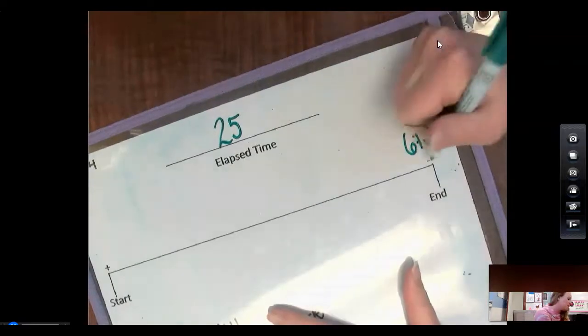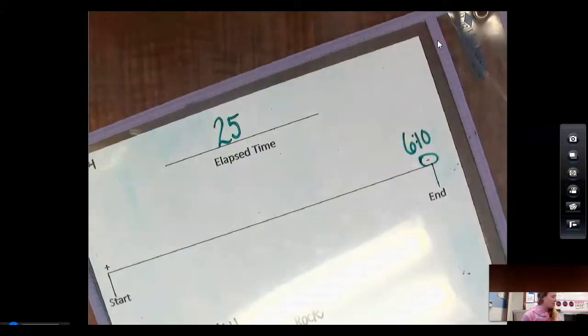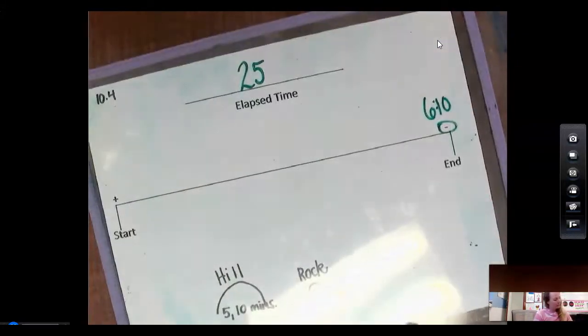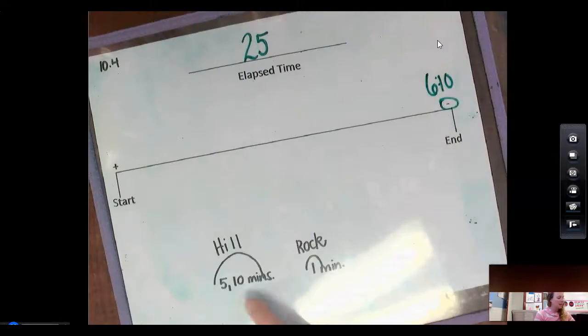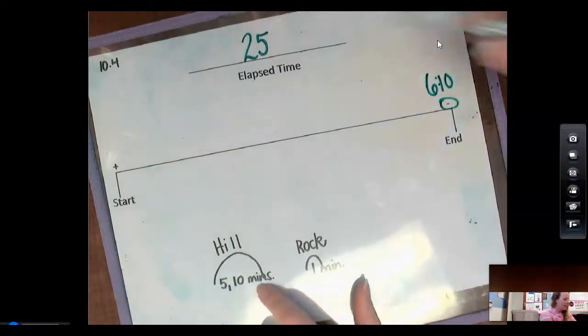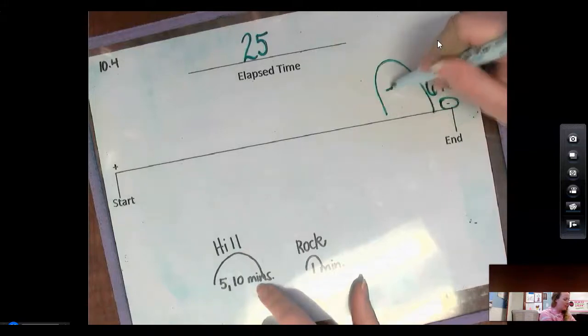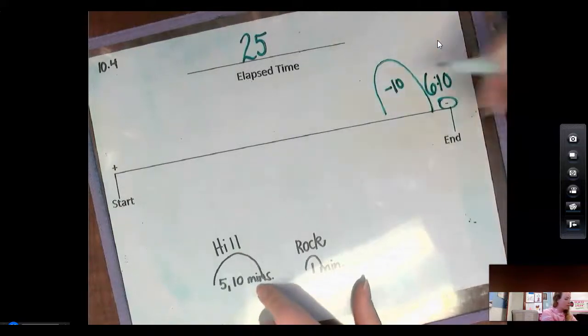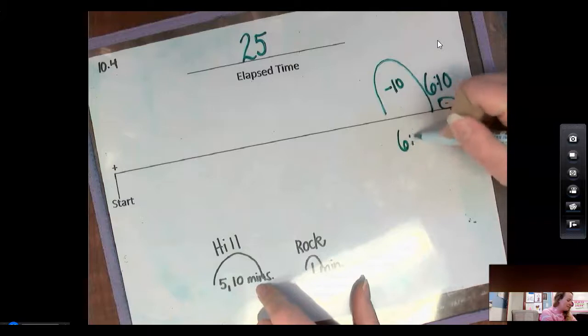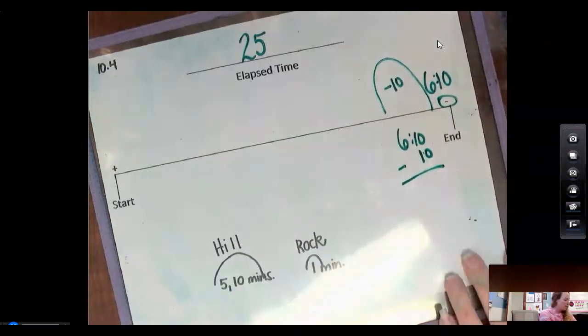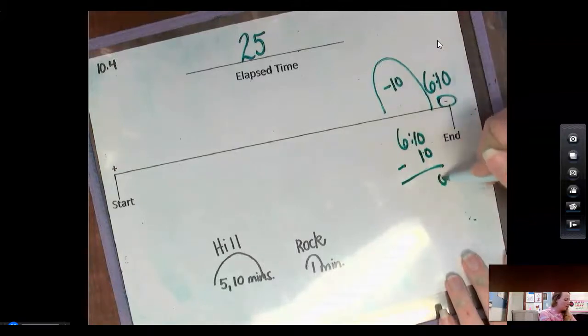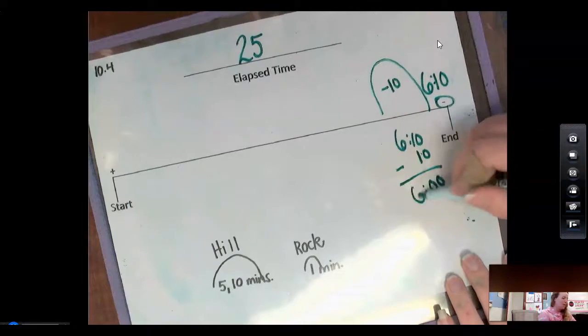All right, kiddos, so this is on the end, so we are going to minus here, and everything we do will be subtraction. All right, kiddos, so if we're at 6:10, are we going to do a hill or a rock? You said a hill of 10, you're exactly right. So this is a minus 10. Okay, so I'm going to pull 610, and I'm going to minus 10. All right, 0 minus 0 is 0. 1 minus 1 is 0. And then we drop our 6.